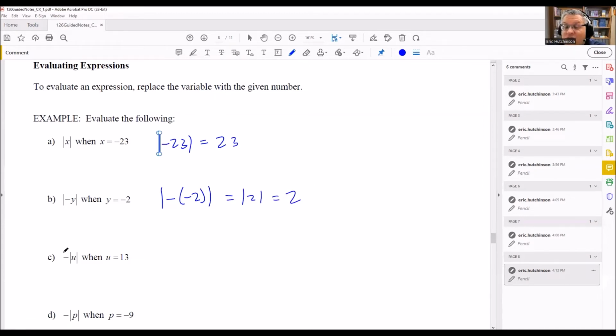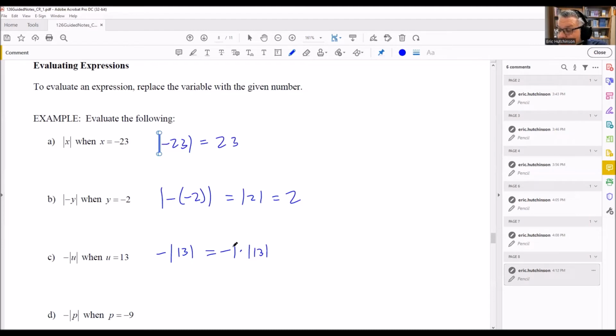This has a negative outside of the absolute value. Now, this time the negative is not going to go away. If you have a negative outside, that means the 13 only replaces the u, but we still have a negative out front. So this is the same thing as negative 1 times the absolute value of 13. That's what that means when you have a negative out front like that. Negative 1 times the absolute value.